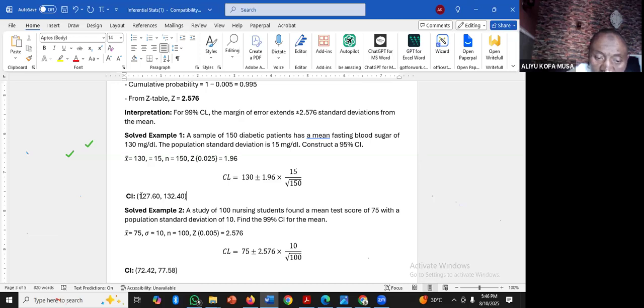So by implication, by interpretation, it's telling you the true value is lying between 127.6 and 132.4. That the true value is in between 127.6 and 132.4.